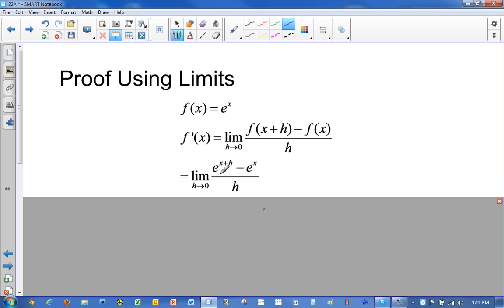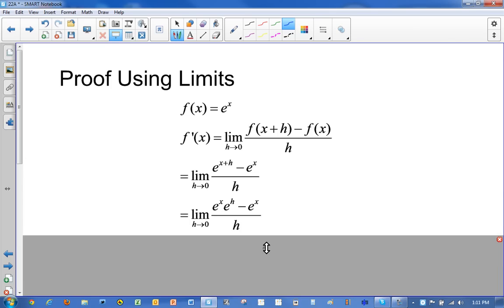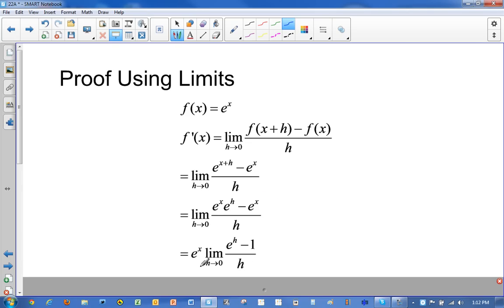Using this as our f of x, this is what we get. f of x plus h is e to the x plus h, and f of x is just e to the x. If I write e to the x plus h a little differently, I can write it as e to the x times e to the h. Now what I notice is there's a common factor in the numerator of e to the x, which is not dependent on h at all, so I'm just going to pull it out. After I factor out this e to the x, I'm left with e to the h minus 1 all over h.